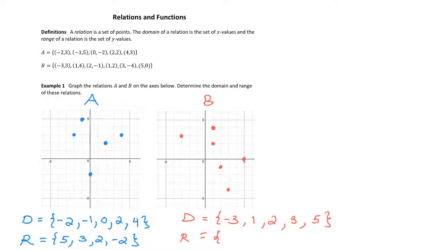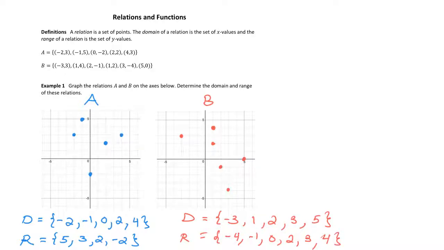For the range, if I start with this point, I get -4. If I move to this point next, I get -1. If I use this point, I get 0. This point is 2. This point is 3. And this last point is 4.